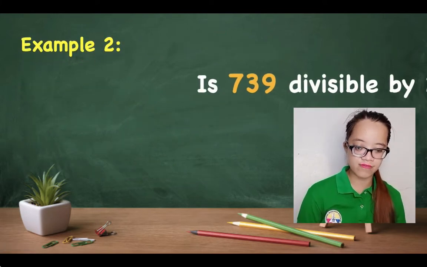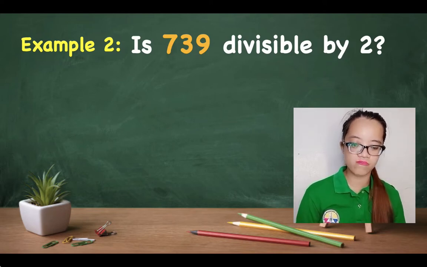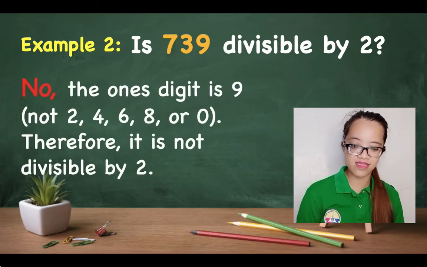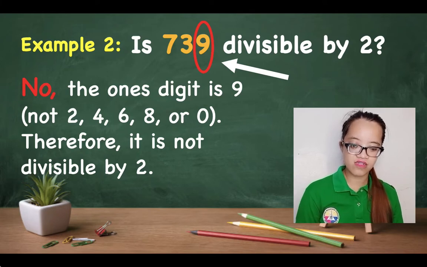Another example: is 739 divisible by 2? The answer is no. The ones digit is 9, not 2, 4, 6, 8, or 0. Therefore, it is not divisible by 2.